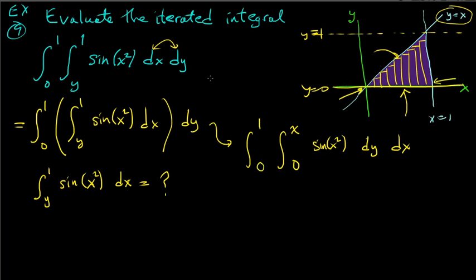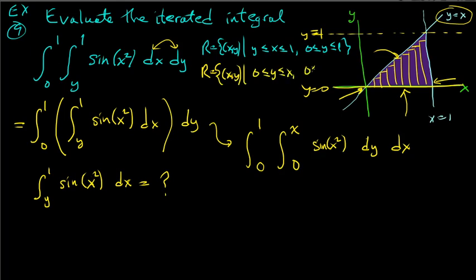Again, if you don't follow that, then maybe write out the region as a set of points. So here, x is going from y to 1, and y is going from 0 to 1. But when we switched, we have the set of points x, y, where y is going from 0 to x, and x is going from 0 to 1. Here, that's horizontally simple. Here, it's now vertically simple.